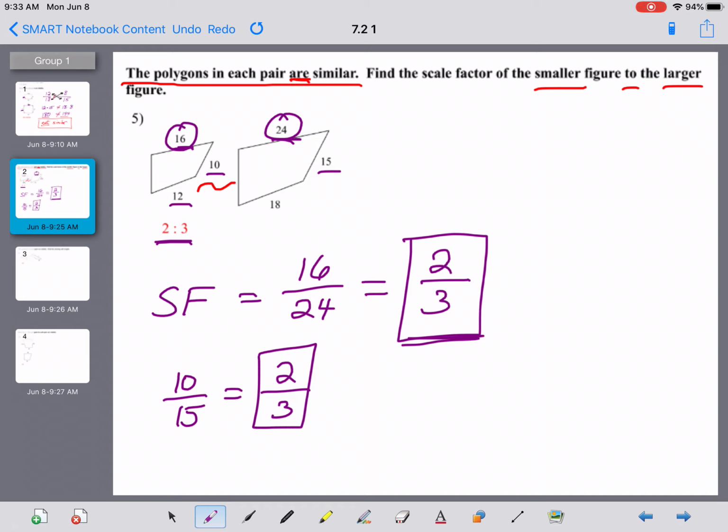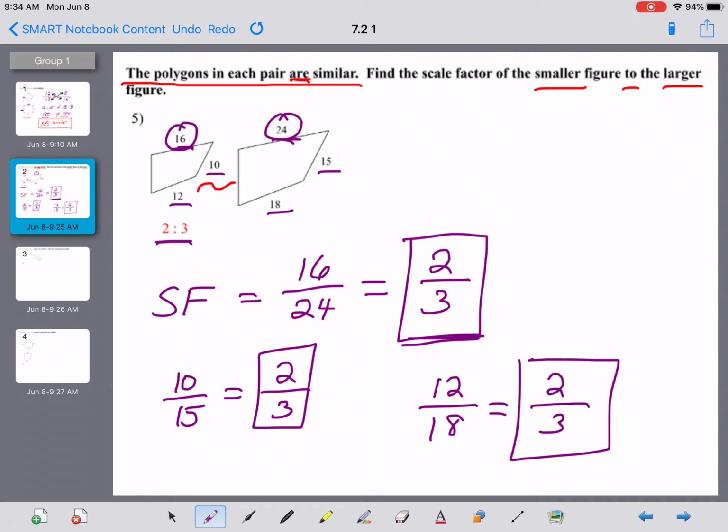Or you could have used these bottom sides. The ratio of 12 to 18, those 2 numbers have a greatest common factor of 6. 12 divided by 6 is 2. 18 divided by 6 is 3. So no matter which pair of corresponding sides you use, we ended up with the same scale factor of 2 to 3.